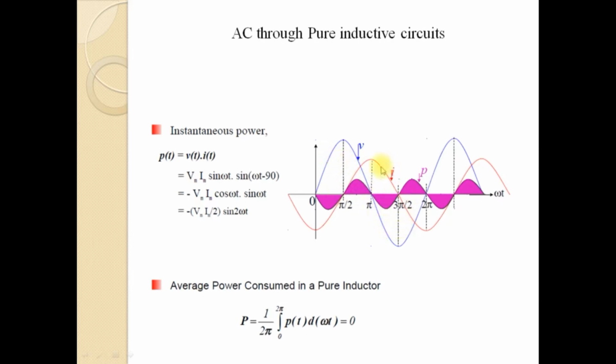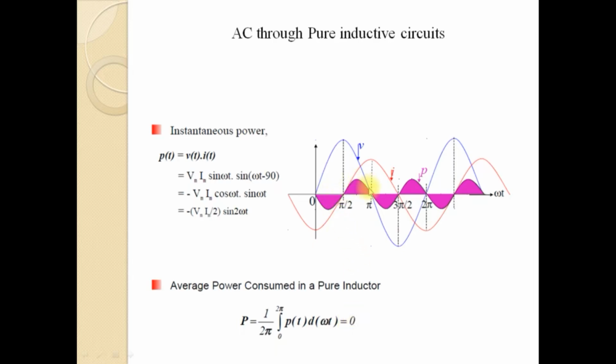Here you can see that if you consider the average power over a complete cycle, the positive part and the negative part exactly match. That means if you add it up for a complete cycle, you will get 0. It can be obtained mathematically by this formula: P is equal to 1 by 2 pi integral from 0 to 2 pi of p(t) d omega t. Actually we are integrating the power waveform over a complete cycle and taking the average, and you will get it as 0 because it's a perfect sinusoid.